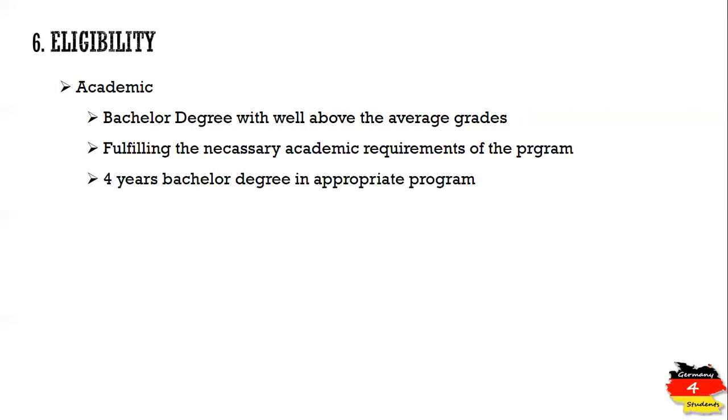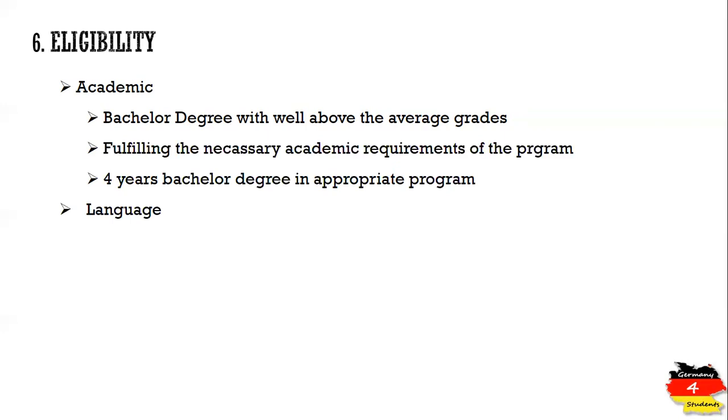And your bachelor degree must be of 4 years and in an appropriate program. Which means that if you are applying for engineering, for example, your bachelor degree also must be in engineering, not that you have studied arts or medicine or any other program, business for example, and you are applying for an engineering program. This should not be the case.